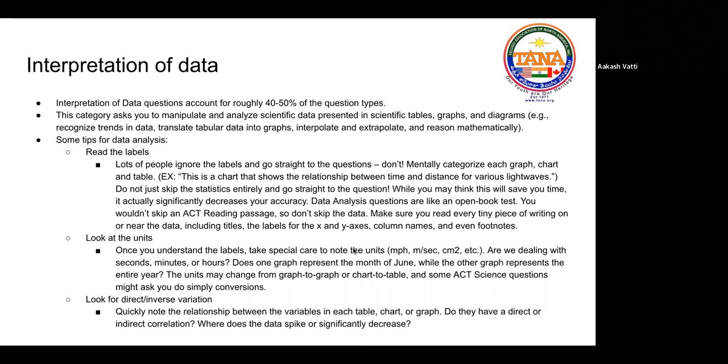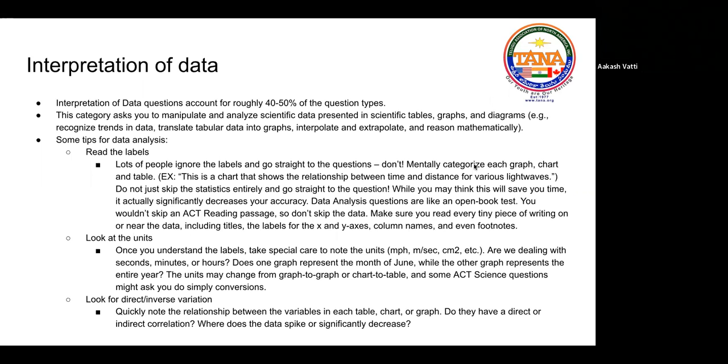Data analysis questions are like an open book test. You wouldn't skip an ACT reading passage, so don't skip the data. Make sure you read every tiny piece of writing on or near the data, including titles, the labels for the X and Y columns, column names, and even footnotes, because all of these are important information that could be used on the question.